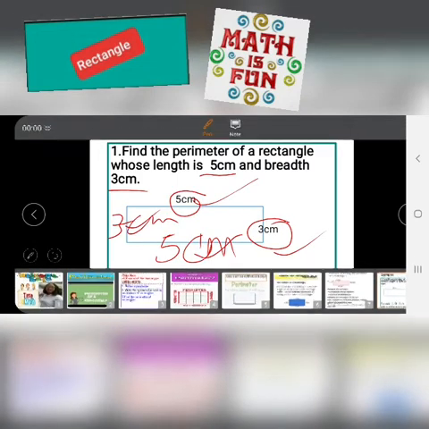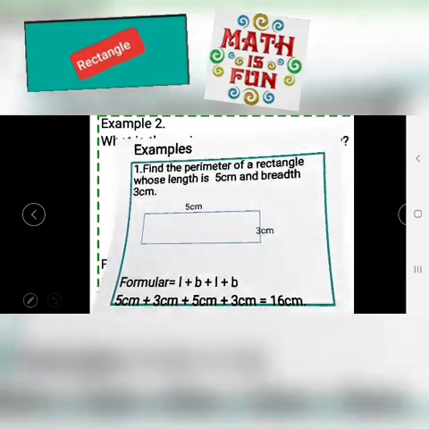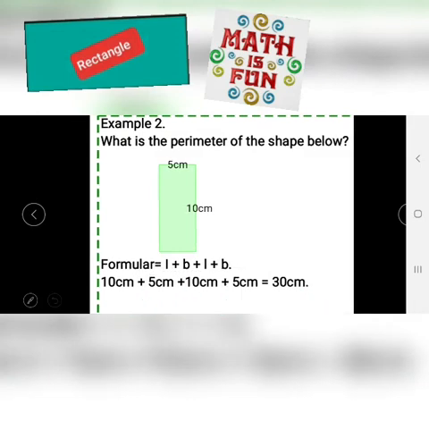Let's consider another example. We have, what is the perimeter of the shape below? Yes, rectangles can come in different shapes. It can be drawn upward, or you can just draw it plain. But the other one was like this, and this one was just upward. So it does not matter the way it's drawn.